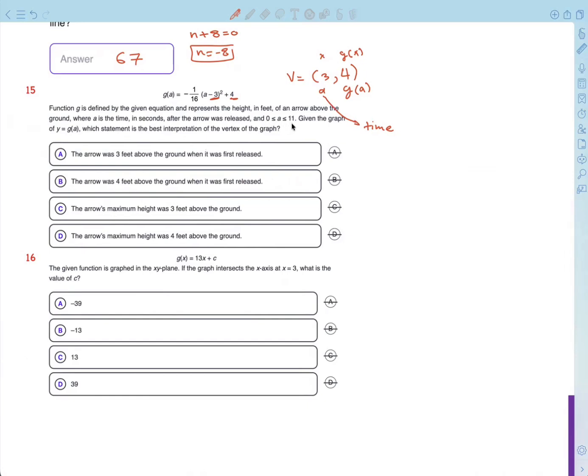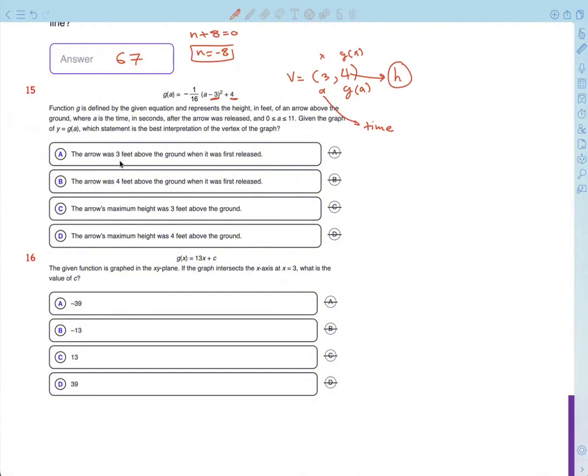And it lies between 0 and 11, given that the graph of g of y equals g of a. Which statement is the best interpretation of the vertex of the graph? So to describe the vertex of the graph, if the time is 3, the maximum height is 4. So if the time is 3 seconds, this is the time in seconds, the height is 4 feet. We'll check which one represents this.